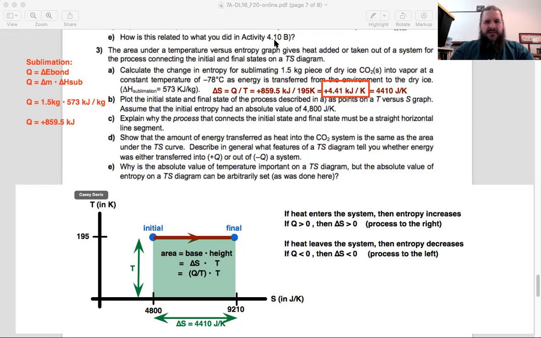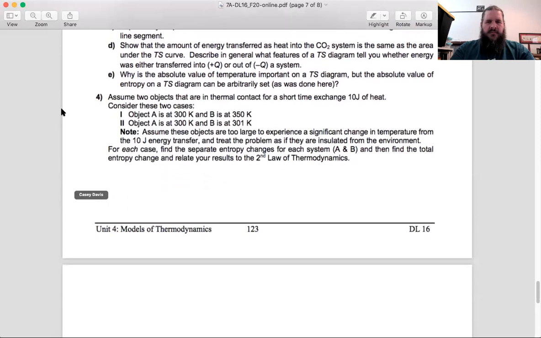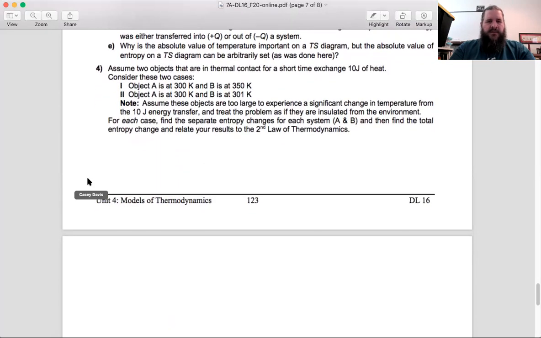Let me clear this. And then question 4, we're looking at two objects that are exchanging 10 joules of heat over a short period of time. And we're looking at two cases. In both cases, object A is colder, but object B might be a lot hotter or only a little bit hotter. And we're assuming they're only exchanging energy with each other because they're insulated.